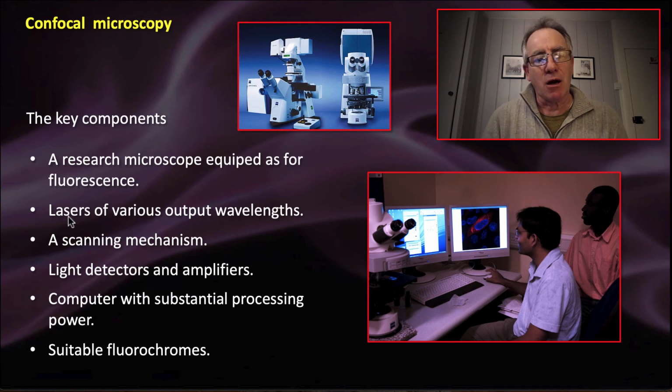A confocal microscope needs lasers of various output wavelengths, and that's what all modern confocal microscopes have. But in principle, you could do confocal microscopy using a light bulb like in a normal fluorescence microscope, but we don't. We use lasers. I'll explain why later on. They also need a scanning mechanism because the laser, think about a laser pointer, is a really teeny tiny dot of light. It needs to be scanned back and forth across the specimen so that the image builds up on the screen.